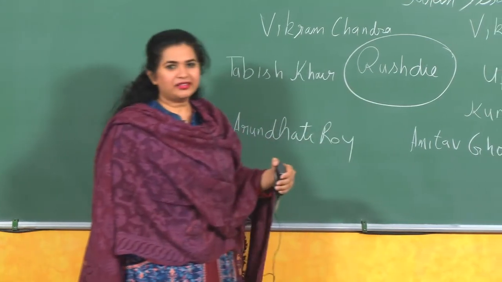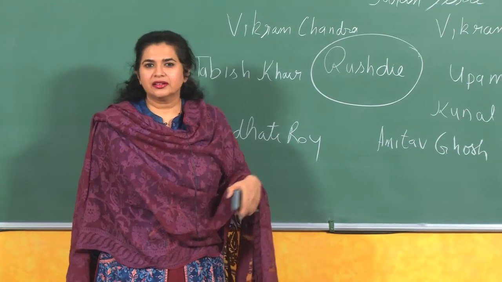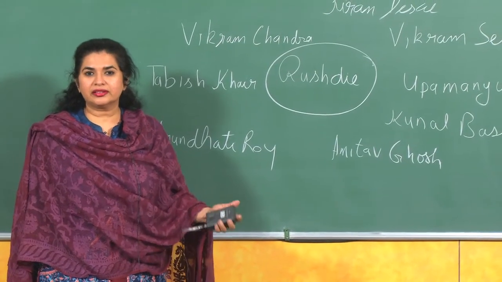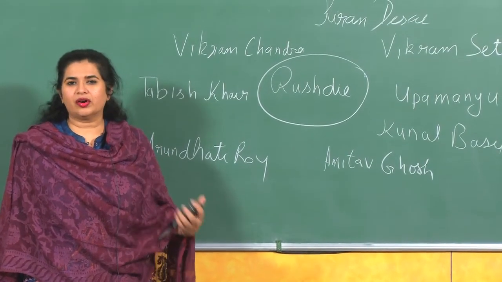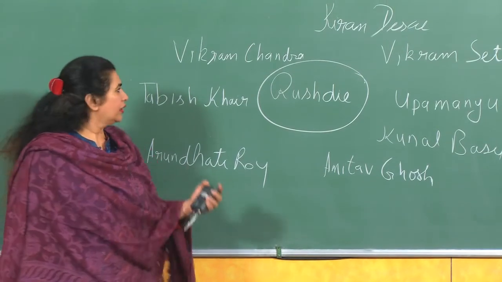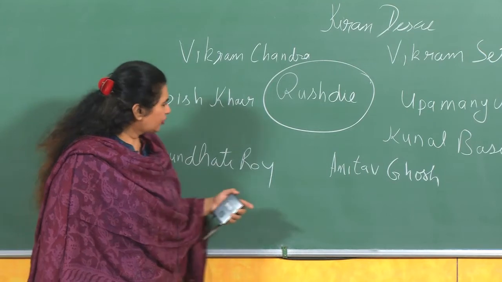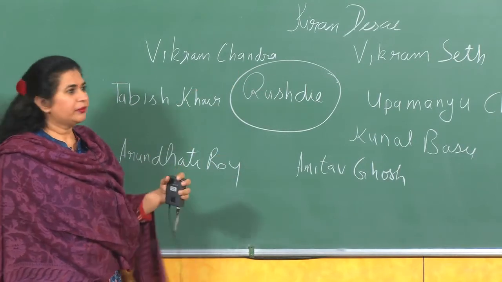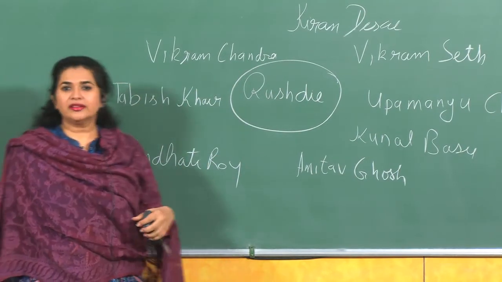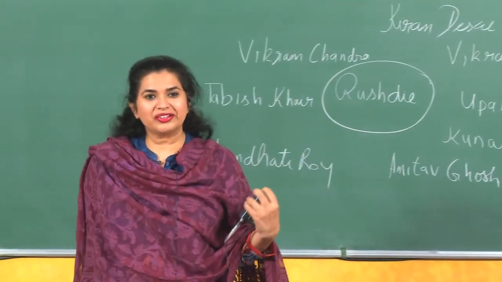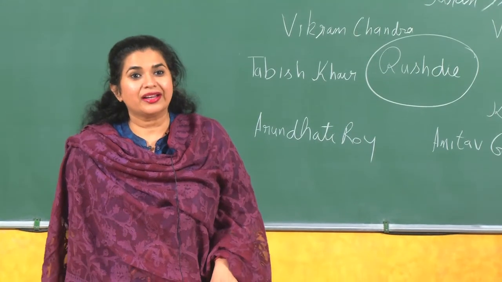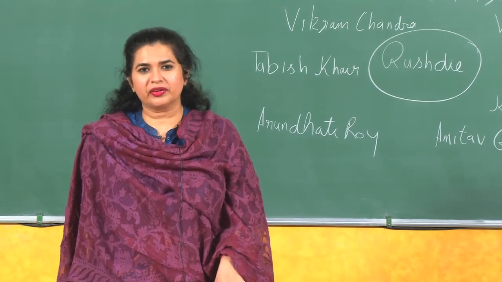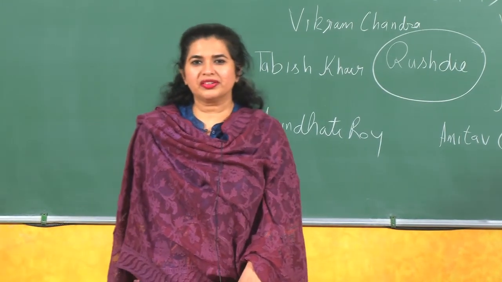Now, there is Rushdie at the center, but then there are greats all around and younger writers who are still functioning, who are still garnering all kinds of international and national awards. So, we have Tabish Khair, we have Arundhati Roy, Amitav Ghosh, Kunal Basu, Upamanyu Chatterjee, Vikram Seth, Kiran Desai, Anita Desai, of course, Vikram Chandra. Now, this is not an exhaustive list, so let's not get into the political question of why some names are missing and some are not. If they are missing, then it's just because it's a sin of omission and not commission.